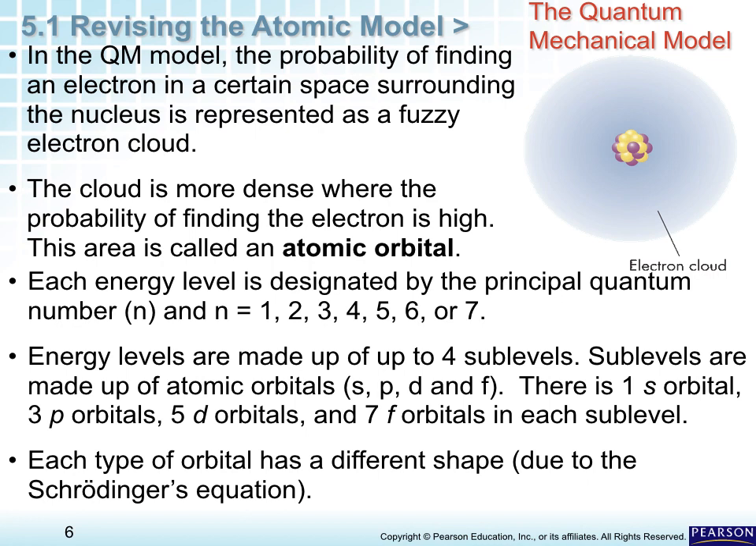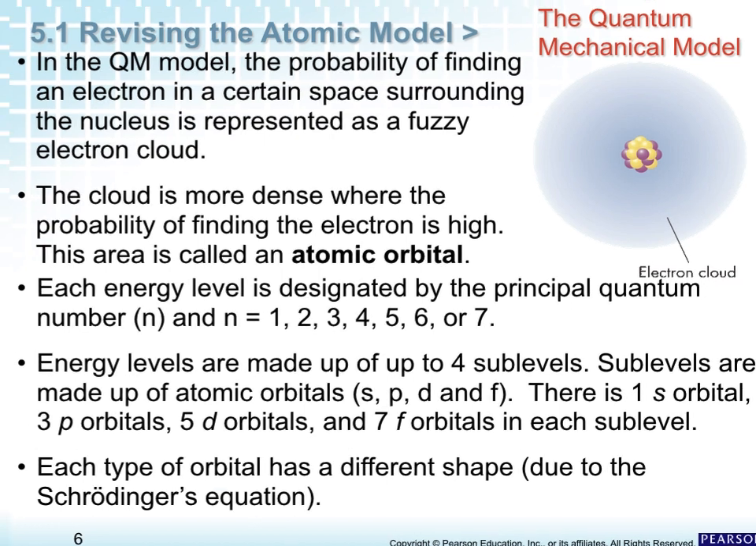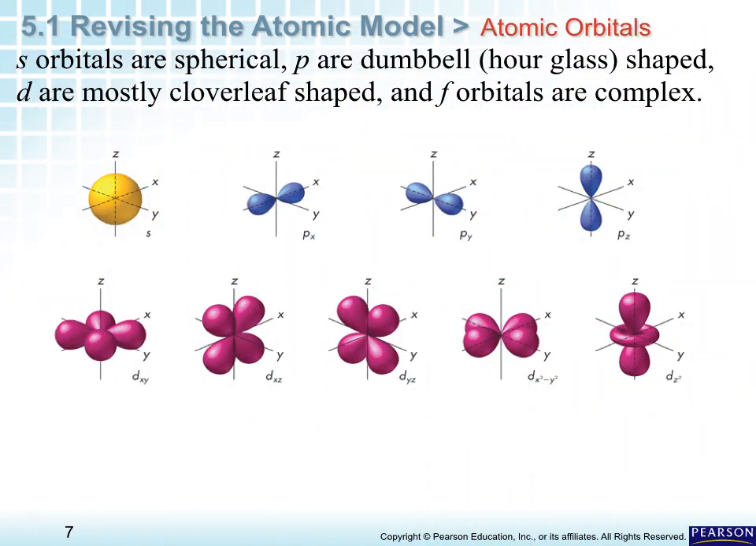Each type of orbital has a different shape due to Schrodinger's equation. For example, the s orbitals, which is the yellow sphere. The first set of equations will show you that when you are in an s orbital, you will have a spherical shape, and that's the area where you can find electrons.